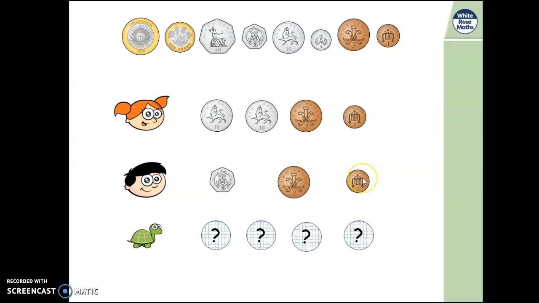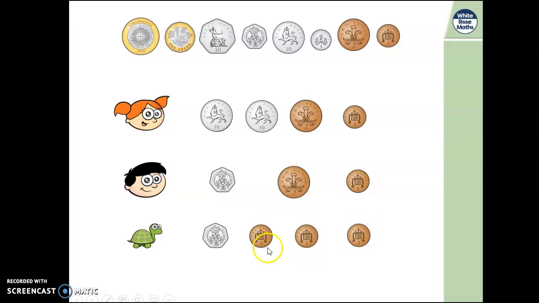Can't split the 1p, so the 1p would have to be the same. What about if we split the 2p coin? Well, if we did that, then we would have 20. Split the 2p's into 1p's. So we've got the 1p there. Split the 2 into 2 1s, so then we've got the answer there. So can you see how we've made the same amount? We've made it 3 different ways.